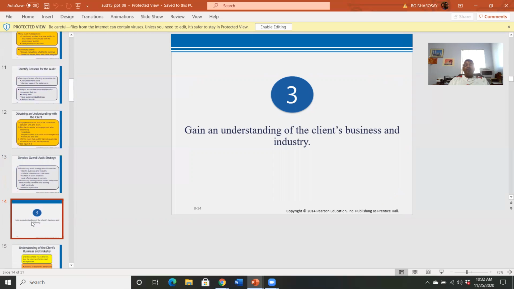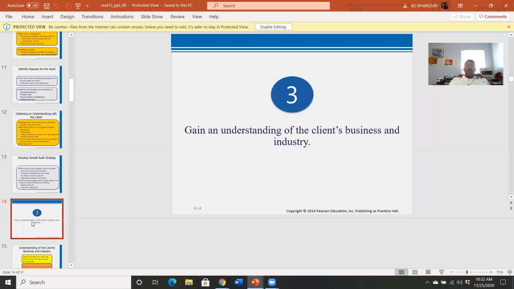Gain an understanding of the client business and industry. We accept the client, we're going to do the audit. We need to understand their business. We need to understand their industry. So the things we're going to talk about here are what we do for any audit client, any major clients my firm has. We will go out, meet with the client, get to know their staff, tour their facility, and see how their operation is going.